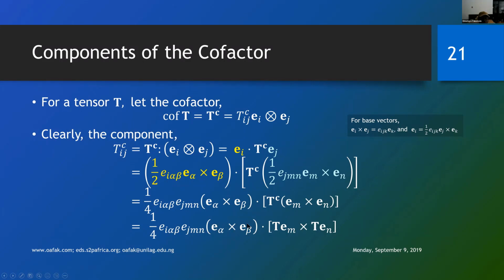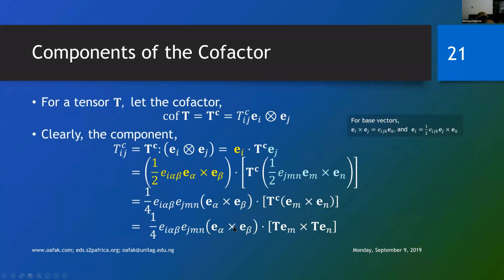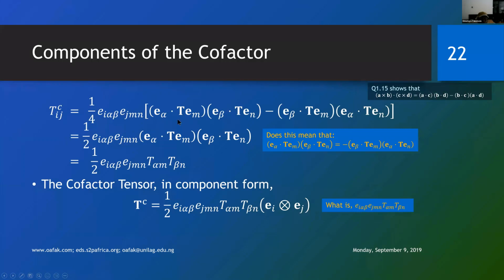And we have here 1, 2, 3, 4 tensors. These 4 tensors are pairwise in cross product, and then the results are in dot product with each other. When that happens, go to question 1.15 in your book. You will see that this expression is there. You have a situation where A cross B dot C cross D, which is here. So we're just using this formula. That is e alpha dot Tem, e beta dot Ten minus e beta dot Tem, e alpha dot Ten. So that is what you have here coming from this formula.